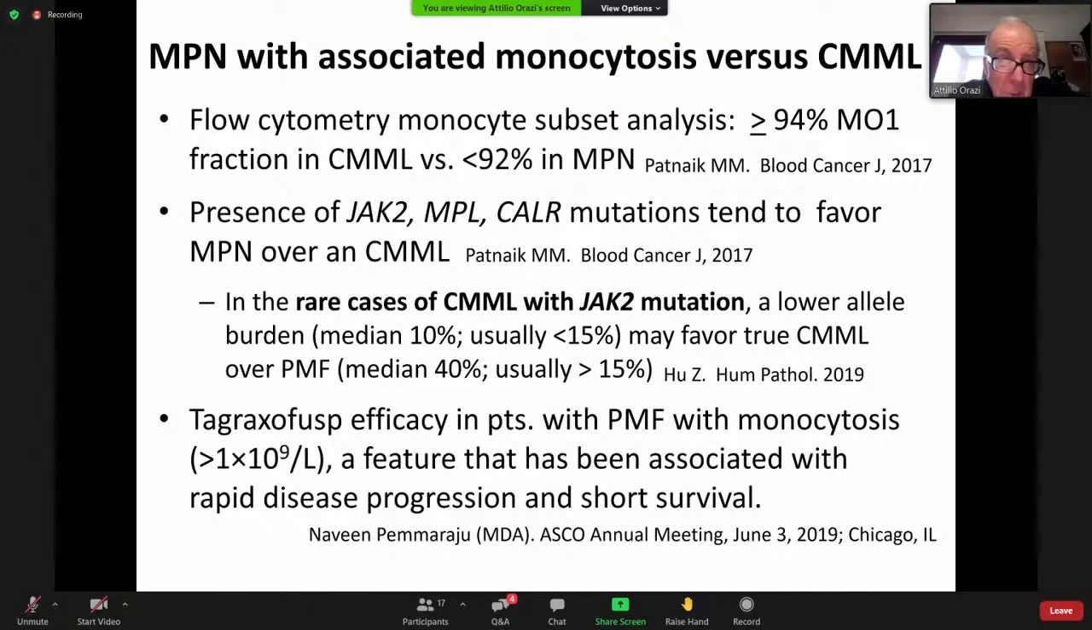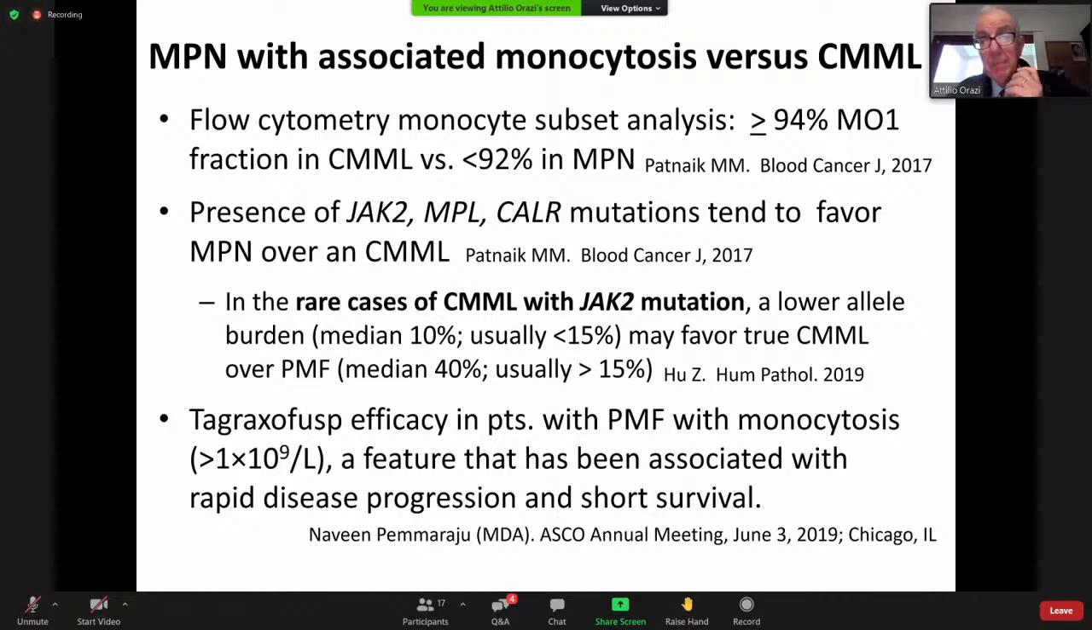It's a rare situation. Most often is when the patient is JAK2 positive. If the patient is not JAK2 positive, unless you're really unlucky and you find a triple negative PMF, it can be difficult. But otherwise, if he's got MPL or calreticulin mutation, that's an MPN because they're really not seen in CMML. So the mutation can help you out. The flow cytometry can help you out.